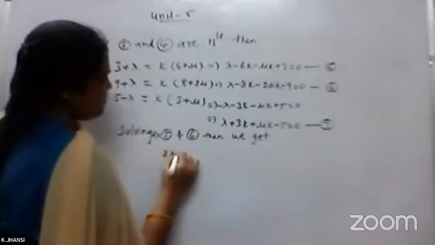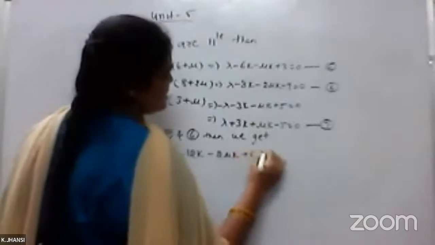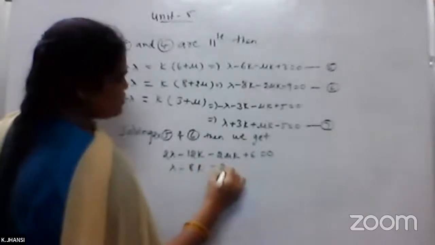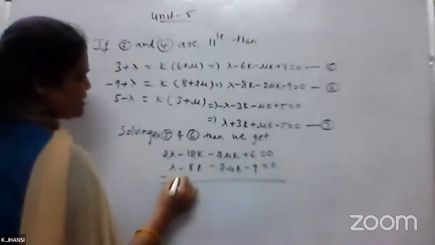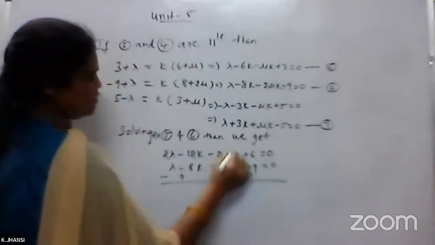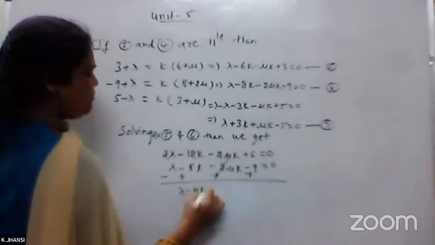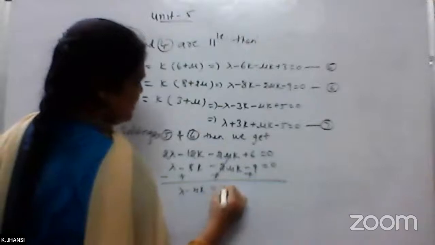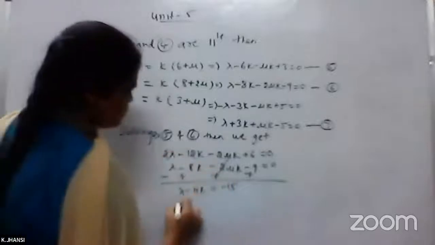2 lambda minus 12k minus 2 mu k plus 6 equals 0. Next we have lambda minus 8k minus 2 mu k minus 9 equals 0. So minus, plus, plus, plus. Both get cancelled, here it is lambda, here minus 4k, and both having the plus, so it is 15. So we can write it as minus 15. Okay, so lambda minus 4k equals minus 15. After that you put it as equation 8.